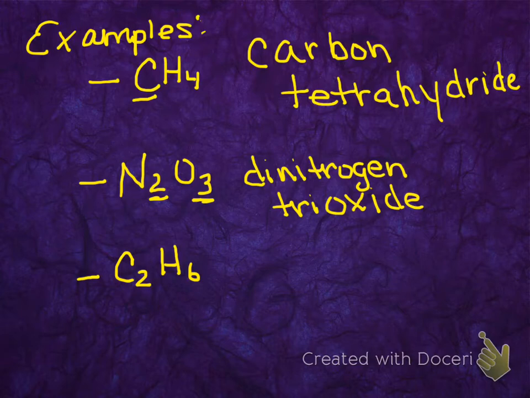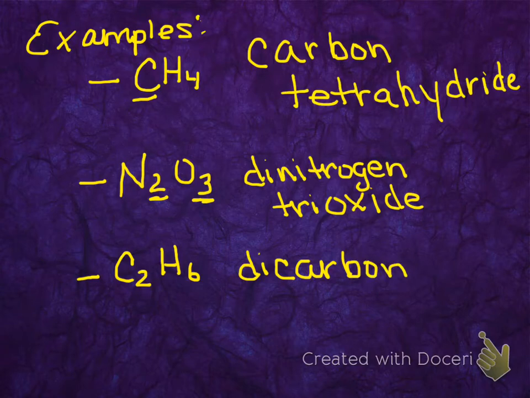Last example, C2H6. So 2 carbons, 6 hydrogens. Again, the prefix for 2 is di. So in this case, we've got dicarbon, and we've got 6 hydrogens. Prefix for 6 is hexa, so hexahydride.